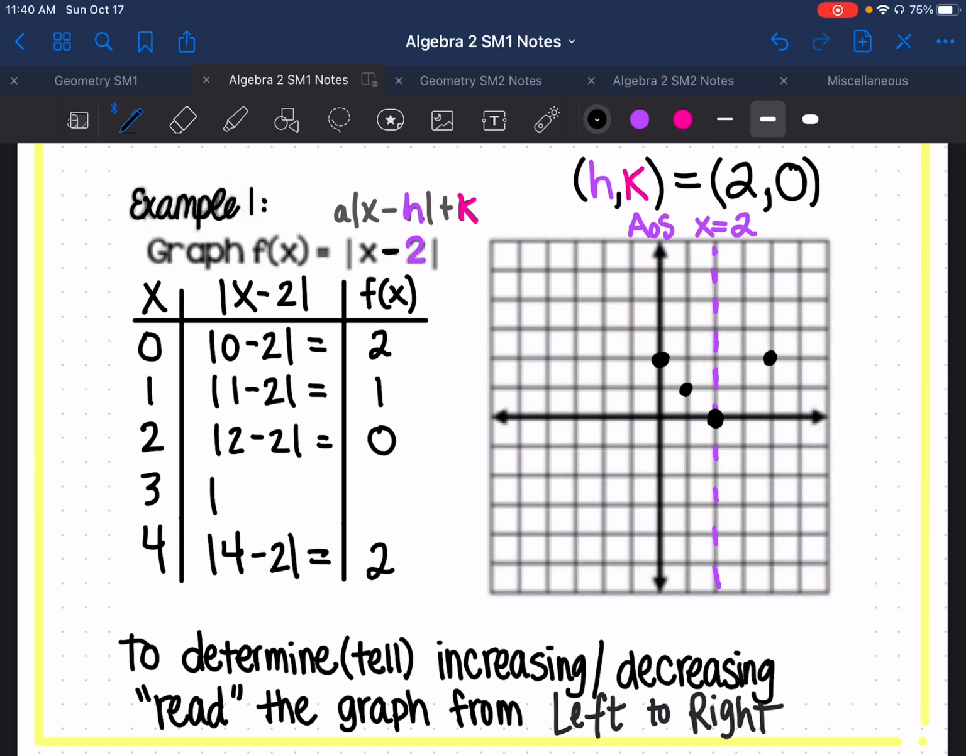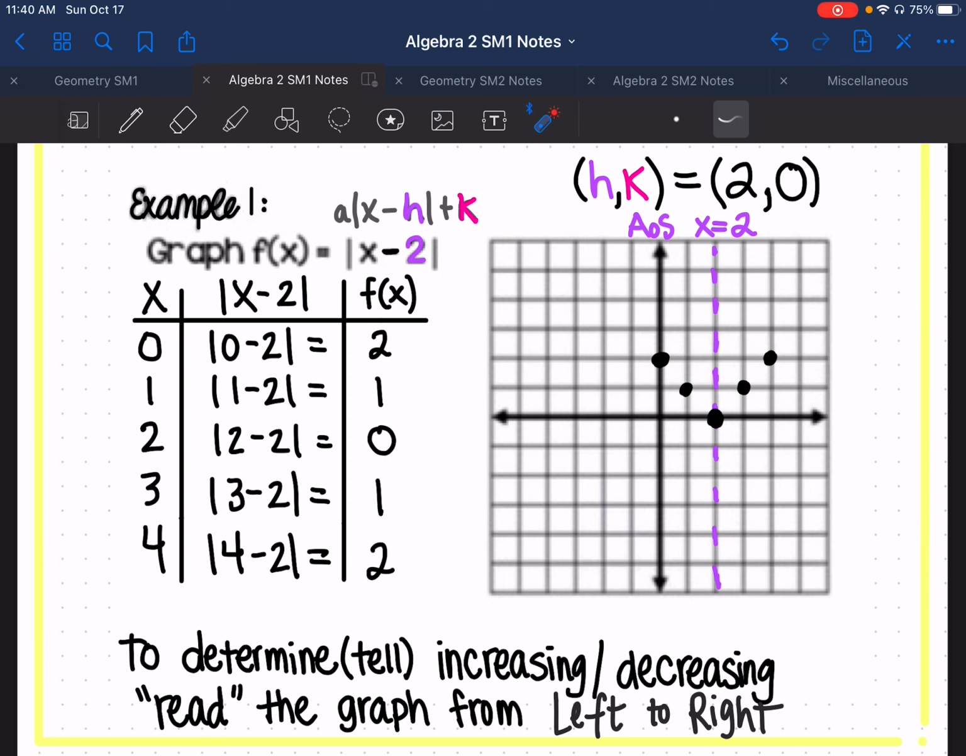Let's check it out. 3 minus 2 is 1. The absolute value of 1 is 1. And yes, the axis of symmetry works. So what the axis of symmetry does for you is it allows you to graph faster. You only need a couple of points on one side, and then you just reflect them over the axis of symmetry. Remember, when you're reflecting, you're simply counting 1, 2, same distance, 1, 2.